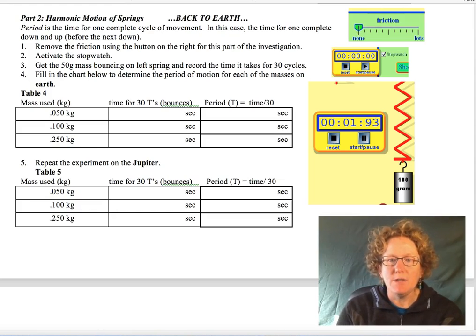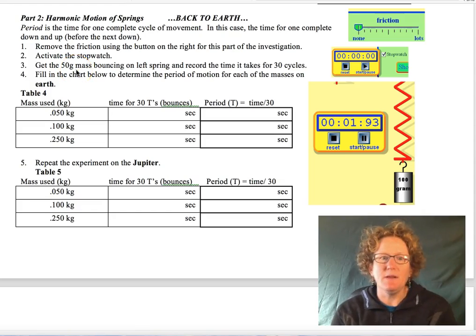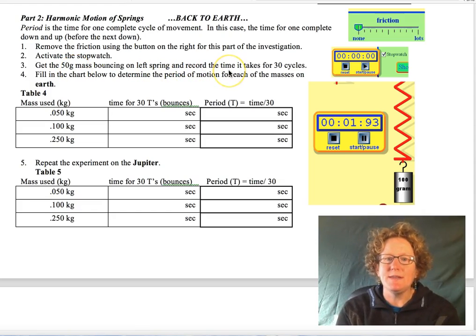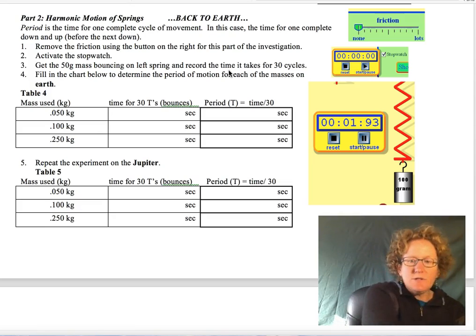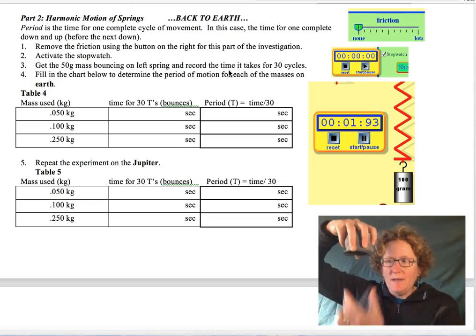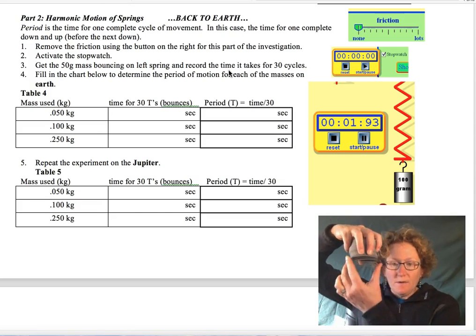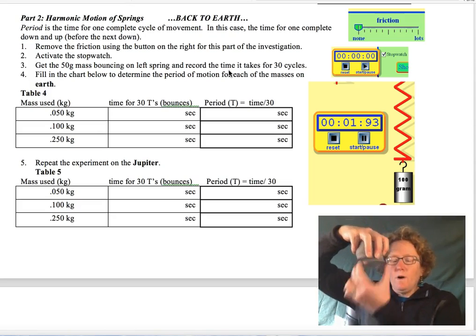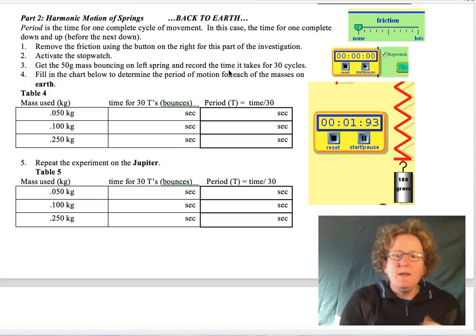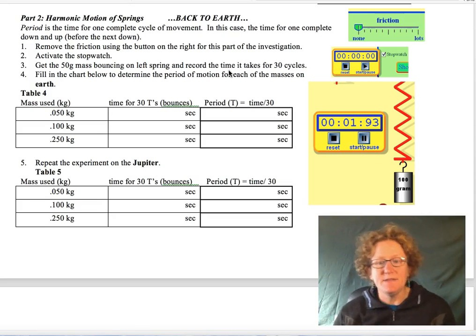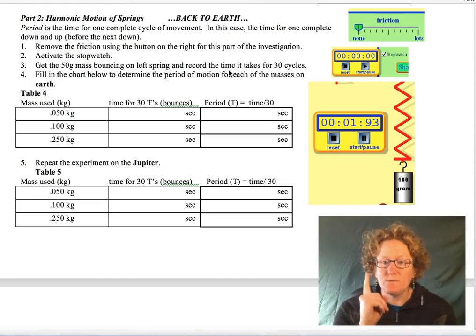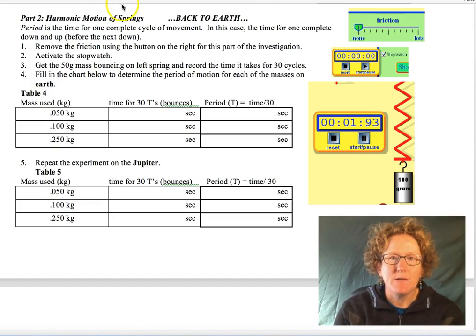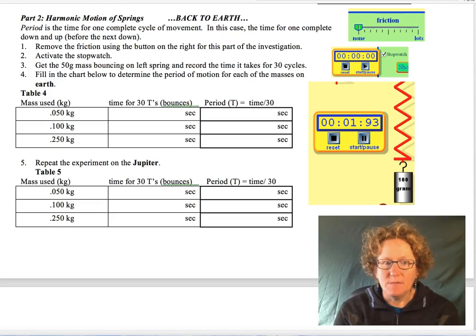We're going to activate the stopwatch, which looks like this. We're going to get the 50-gram mass bouncing, that's the smallest mass, on the left spring and record the time it takes for 60 cycles. So just like you understand a period in a pendulum, a period in a spring, or a cycle in a spring, is all the way down and back up. So we're going to count 1, 2, 3, 4, etc. up to 30. Time that and then divide by 30 to get the time for just one bounce. So let's go into the simulation and figure it out.